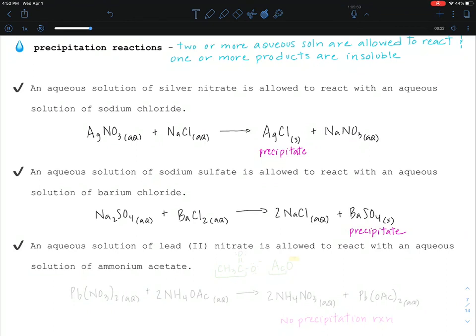The last one tells us that we're going to pair up an aqueous solution of lead 2 nitrate. Nitrate has a negative 1 charge, and they're telling us we have lead 2. That means we need 2 equivalents, or 2 moles, of the nitrate anion. So to balance this out, if we have lead 2, we need 2 equivalents of nitrate. And they told us it was aqueous. To this, we're going to add an aqueous solution of ammonium acetate.